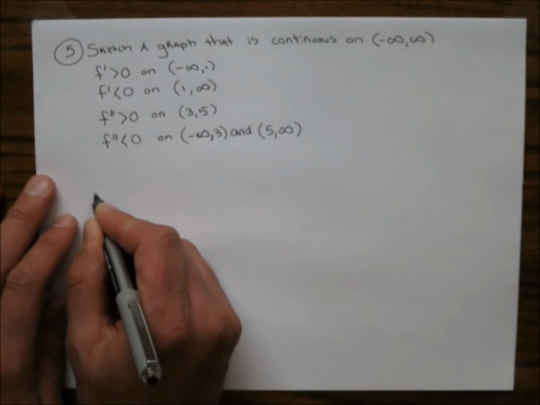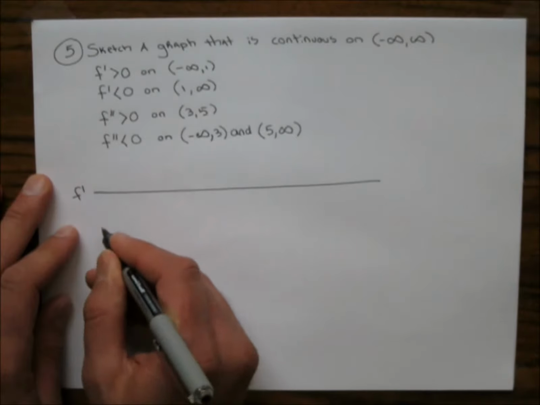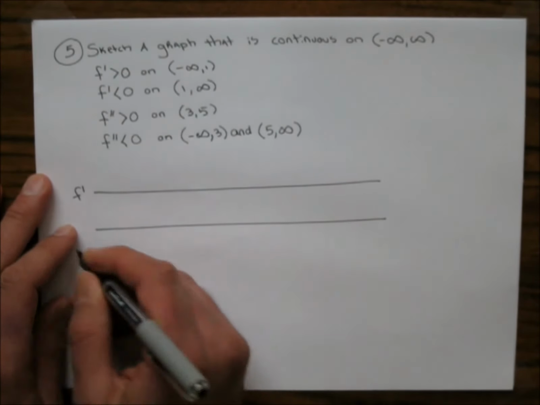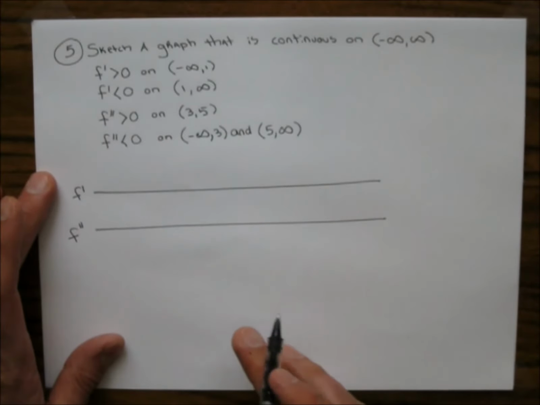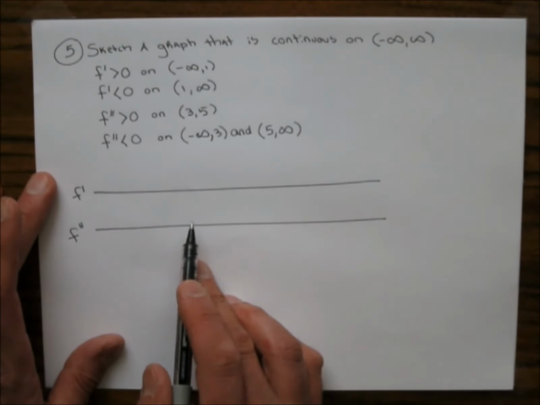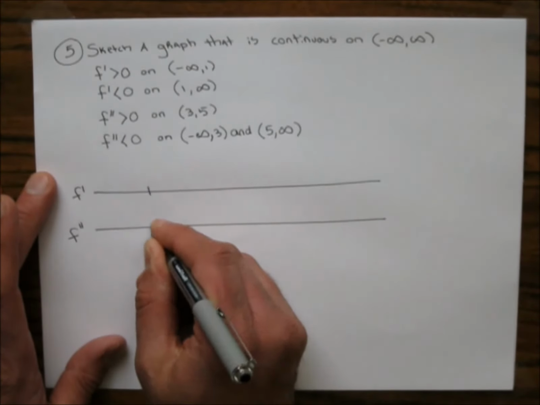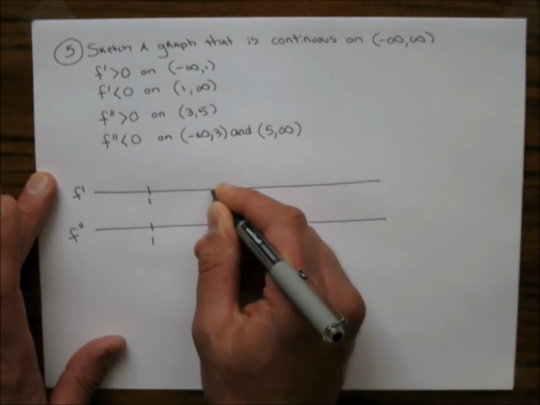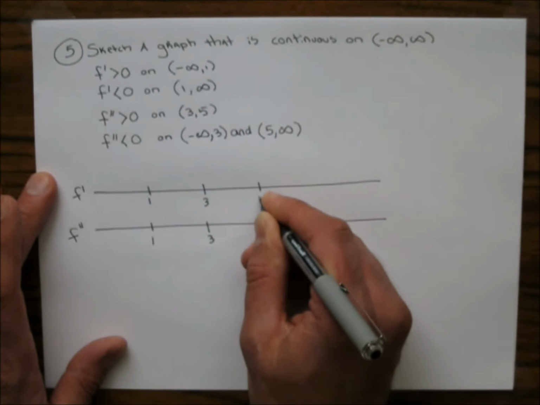So I'm going to go ahead and draw a number line. I'm going to call that f prime, and I'm going to draw another number line, and I'm going to call that f double prime. Hopefully I have enough room to do this. And I see some numbers 1, 3, and 5.